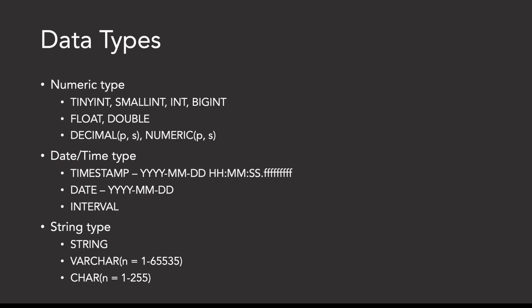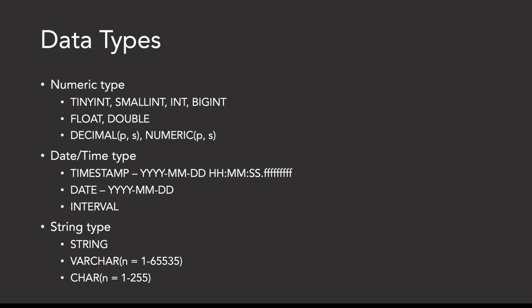Now it is time to dig deeper into Hive constructs. The first thing that I want to talk about is the data types. As you can see, there are various data types available. In the numeric data type, we have integers like tiny int, small int, int, big int. We also have float and double, and decimal and numeric.